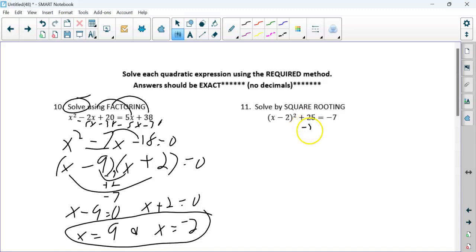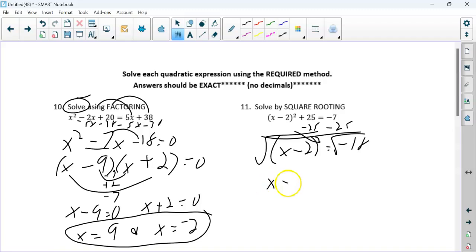Square rooting, simply start by getting the square root alone. x minus 2 squared, it's alone, equals negative 18. Now we square root both sides. That cancels that. And remember, as soon as I wrote that square root, I need a plus or minus.